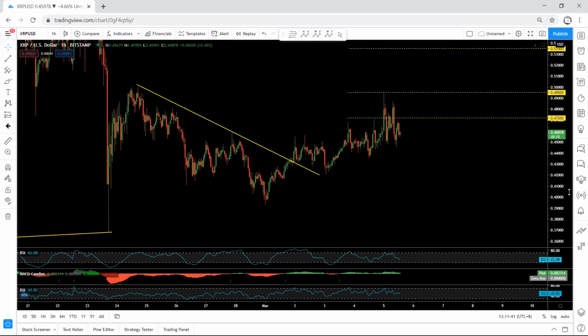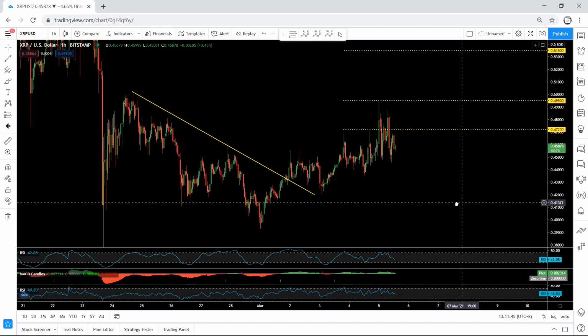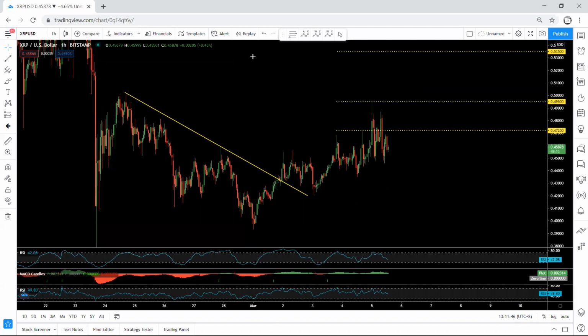XRP, we start with the 1 hour chart. If we refer to our analysis, we were looking for buy, and this is where we were looking for the target, the first and second tag. I mean, we get the target.